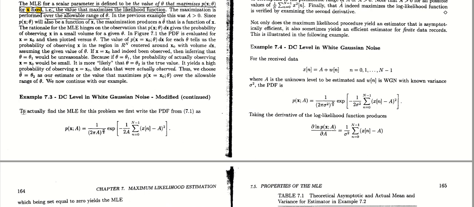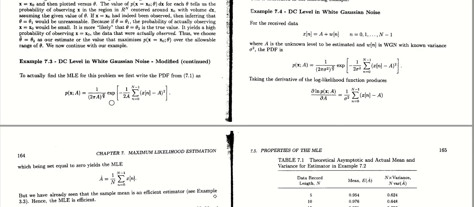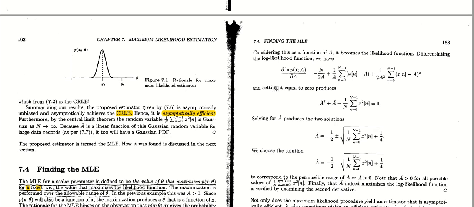Okay, so DC level in white Gaussian noise. To actually find the MLE for this problem, we first write the PDF as this. Notice that A is in the variance, right? It's not just the DC level, it's also in the variance. So consider this as a function of A. It becomes a likelihood function. Differentiating the log likelihood function, you do differentiation, you get this.